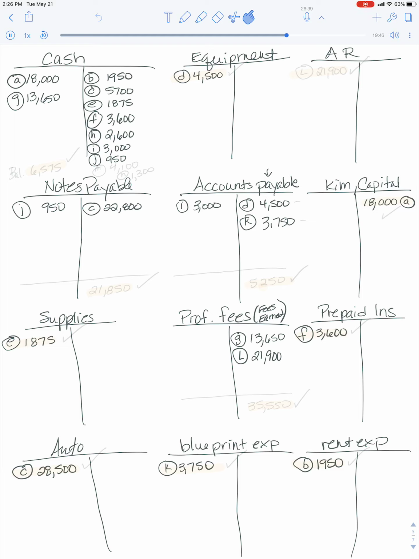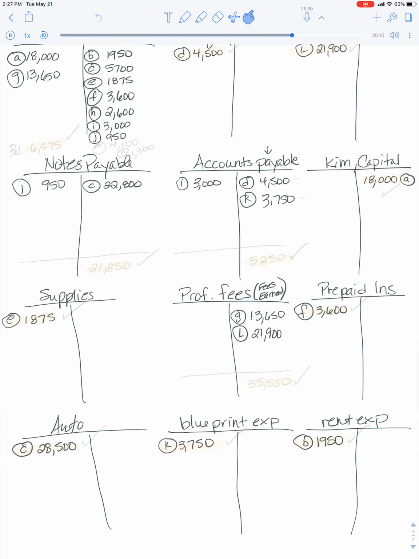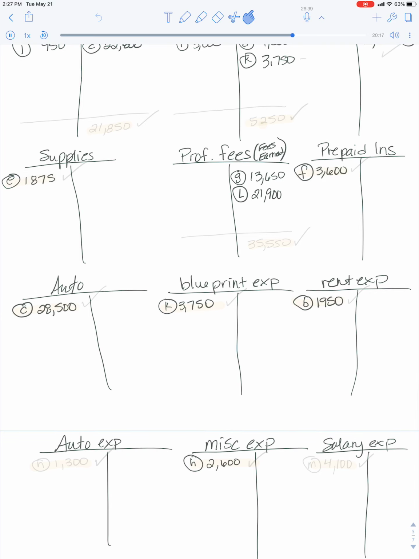So we're going to put that in accounts receivable, which is up here. We didn't get paid. We just sent the bills. So they still owe us. So we're going to get credit for the fees earned, or professional fees, which is revenue, but we didn't get the cash yet, so we're going to put it in a holding place called accounts receivable until we get the cash.